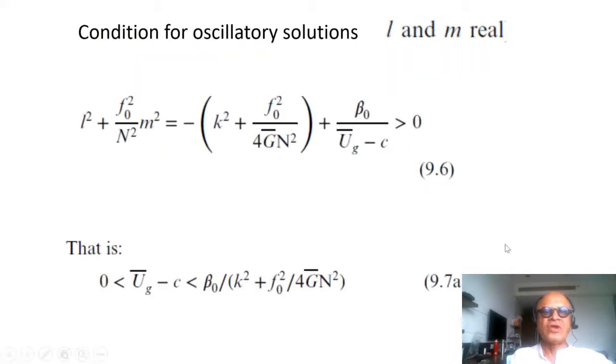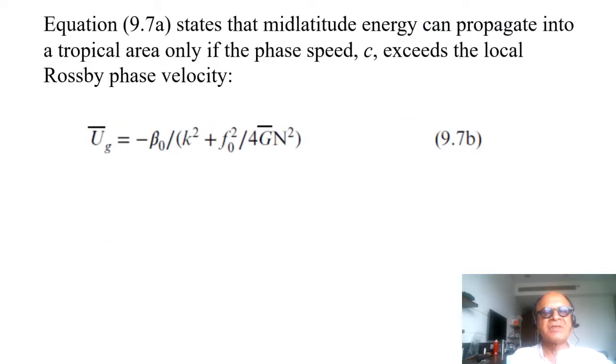So the condition for an oscillatory solution here is that L and M, the meridional wave number and the vertical wave number, are real. So that's this condition, which can be read as saying that the zonal phase speed has to be greater than the local Rossby phase velocity. So you can move this here and write it as UG minus... this is, I think, an error, but you can figure it out.